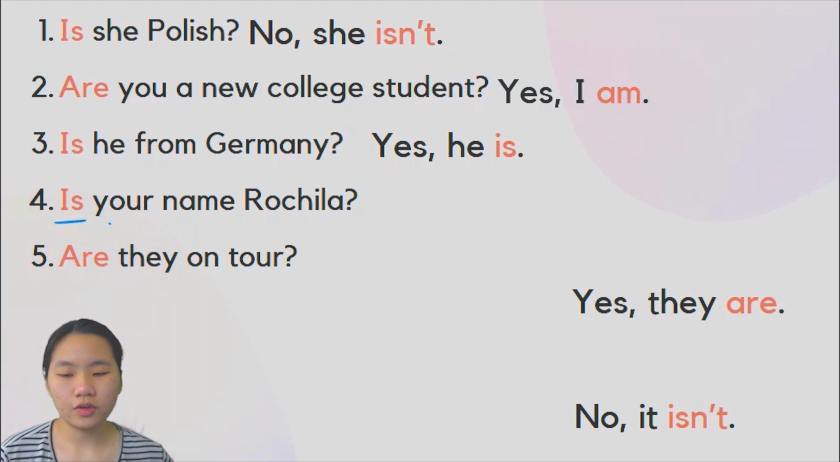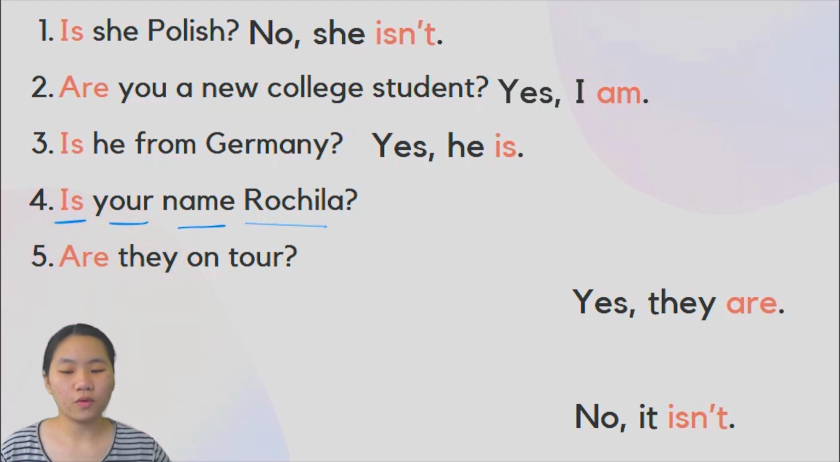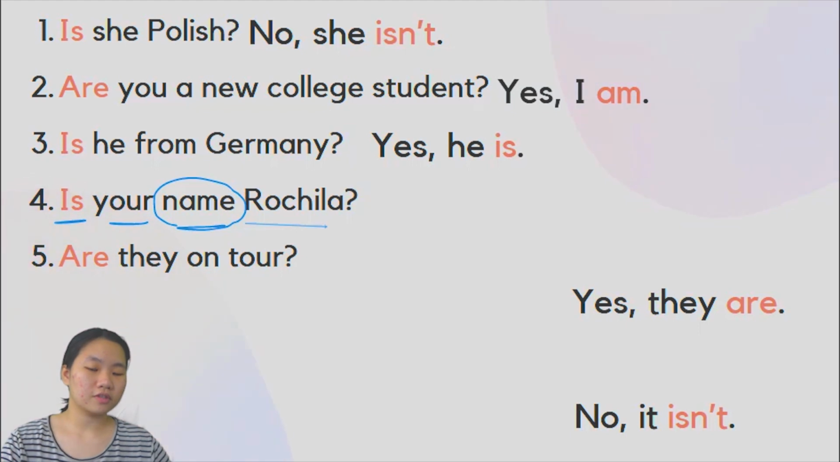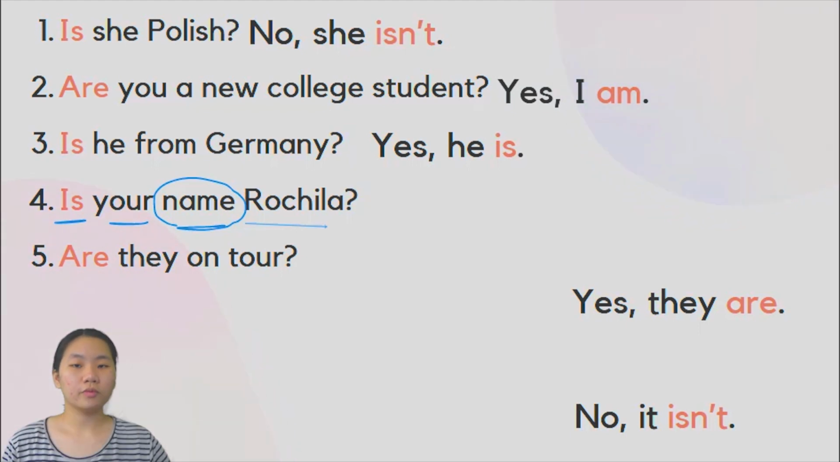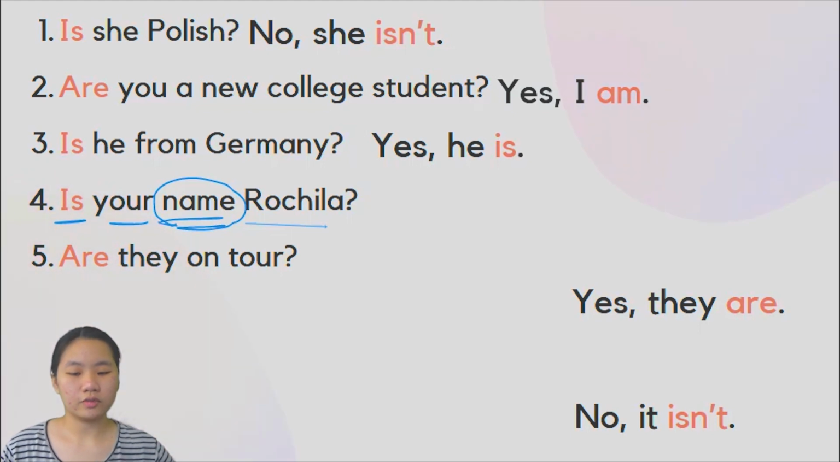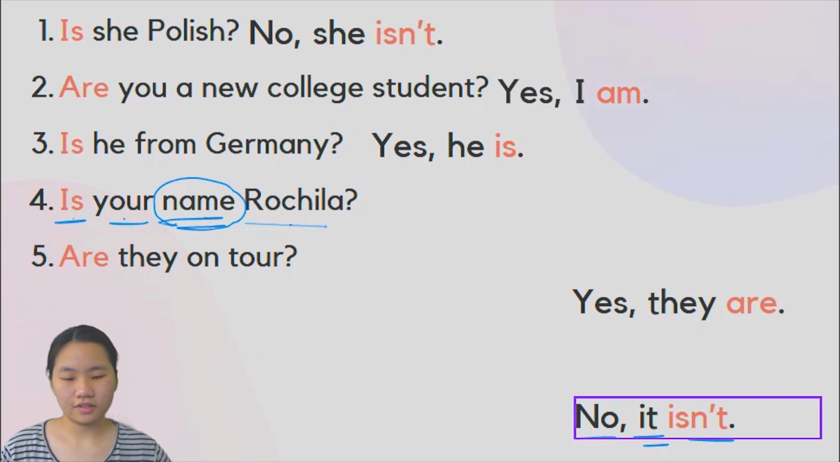Last two. Is your name Ruchila? In this case, the question is asking for your name, right? We don't say, yes, I am. We don't say that, right? If they're asking for something specific, like for example, is this your flower? Is this your clothes? Is this your mom? We would say, yes, it is, or yes, she is, right? So in this case, the name is referred to as it. Is your name Ruchila? No, it isn't. That's our answer.